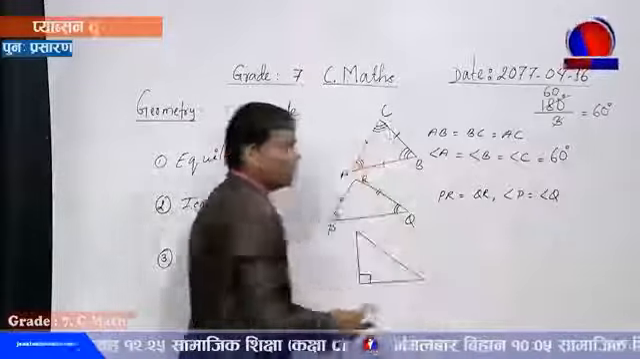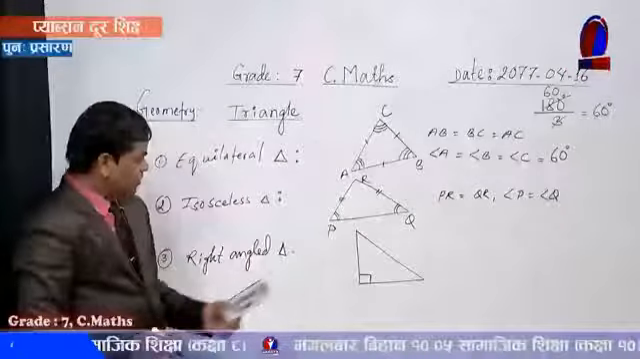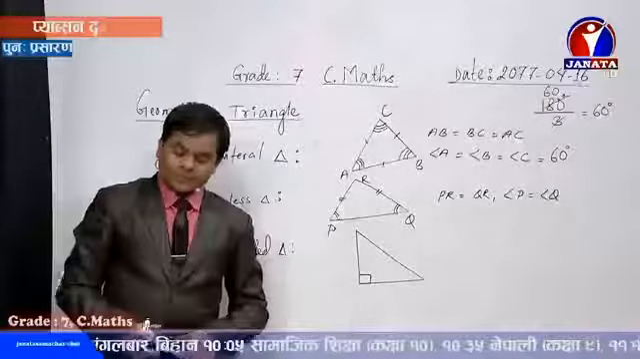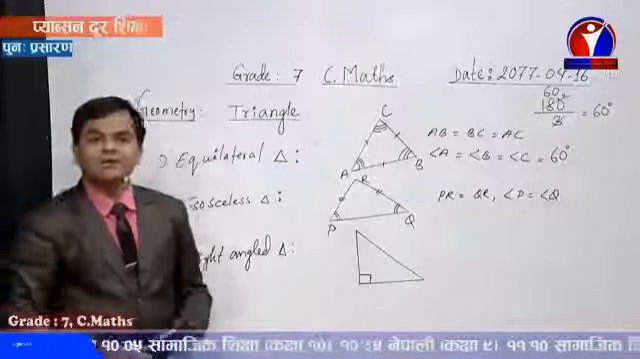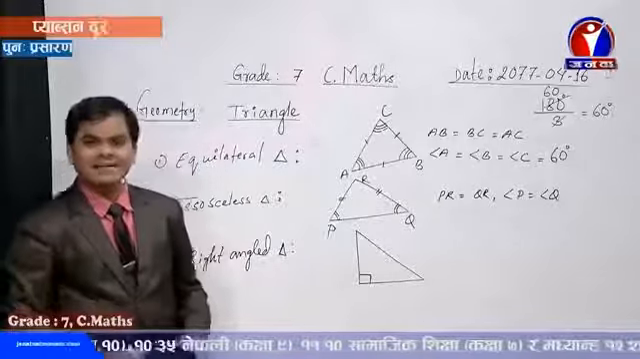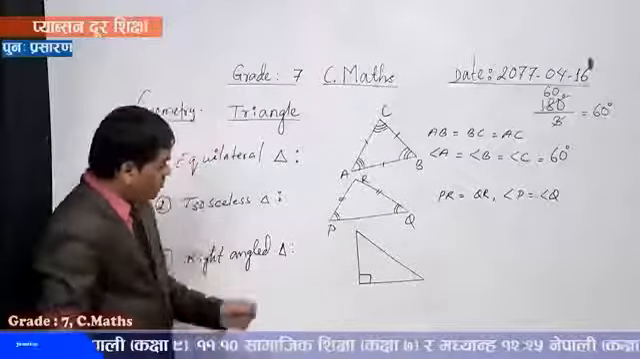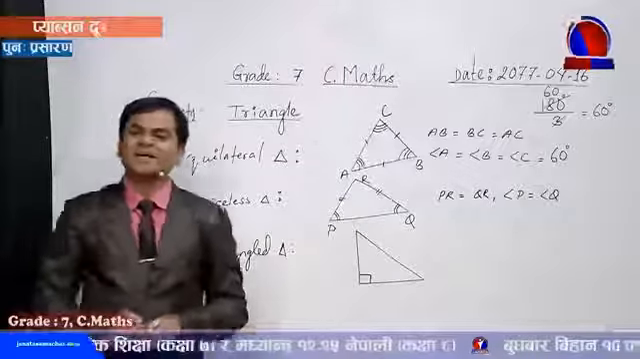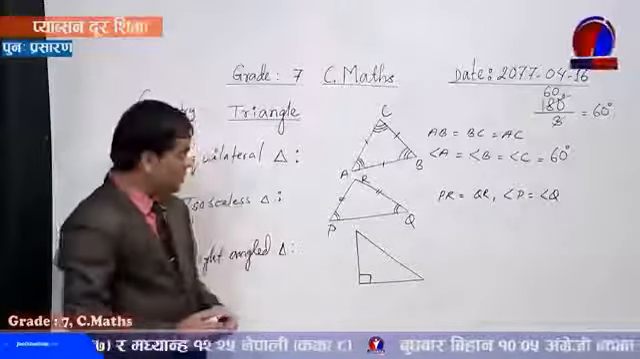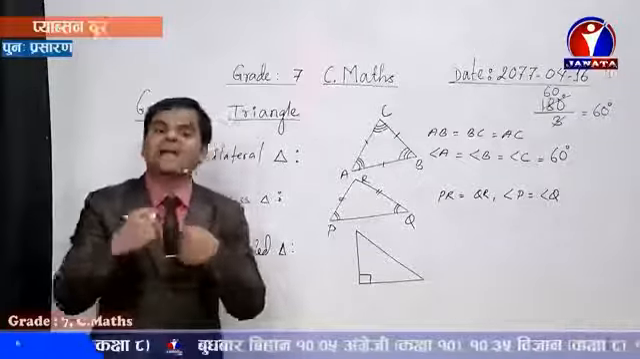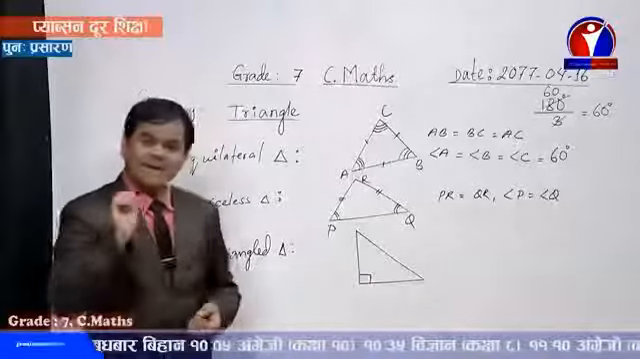That is the symbol of 90 degree. So this one is the right angle triangle. And dear students, when we speak about the right angle triangle, the three sides should be known as perpendicular, base and hypotenuse. Which among those three sides is hypotenuse, which one is perpendicular and base, we need to understand.